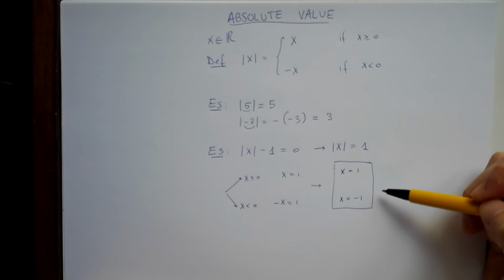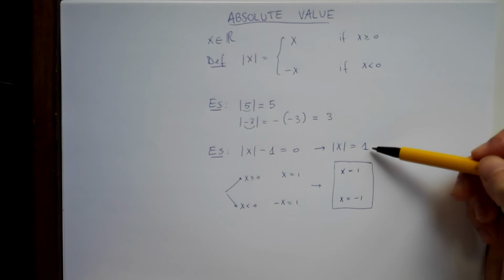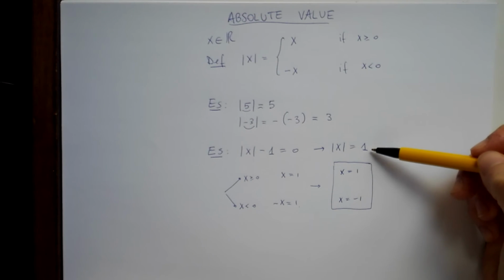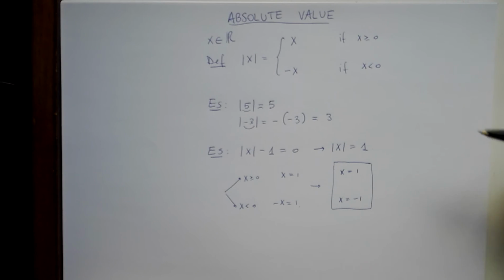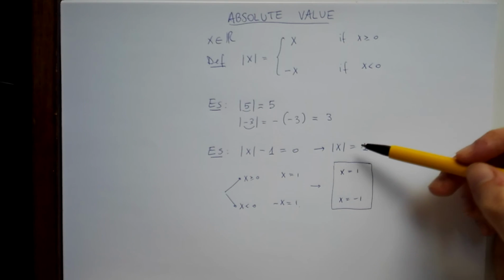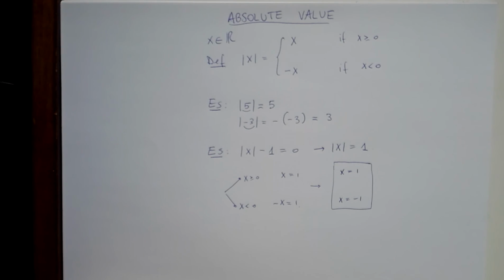The important point is that even if this is not a quadratic equation, this has two solutions. Because remember that the number of solutions of a polynomial equation is the degree of the polynomial. But the absolute value is not actually a polynomial. Polynomial means just when we have x and powers of x.